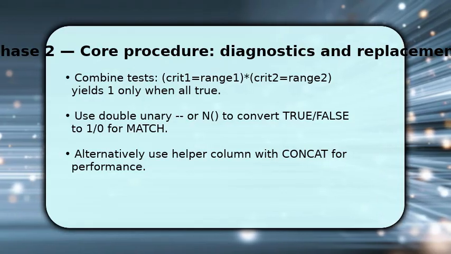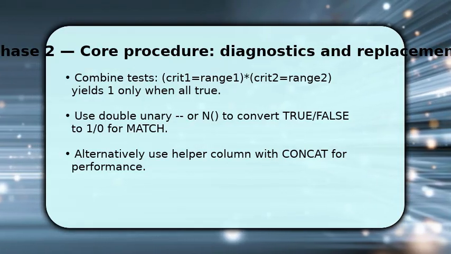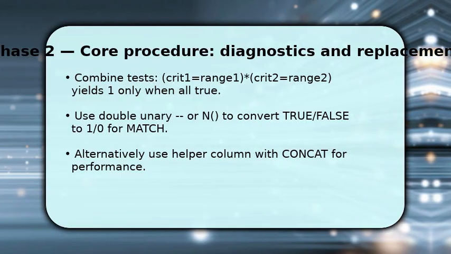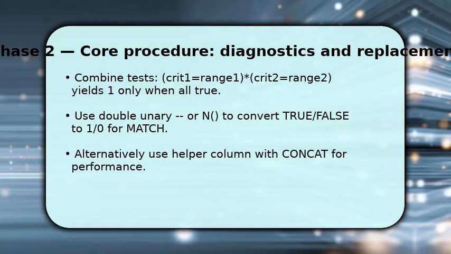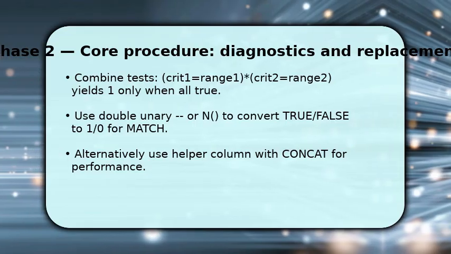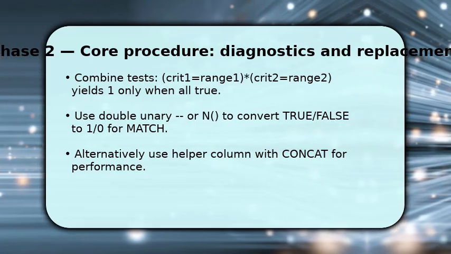Next, you build the logical match. Multiply logical tests so only rows meeting every condition produce 1. For example, (A2:A100 = G1) * (B2:B100 = H1). Make sure to coerce booleans to numbers using double unary or N, because MATCH needs numeric results.